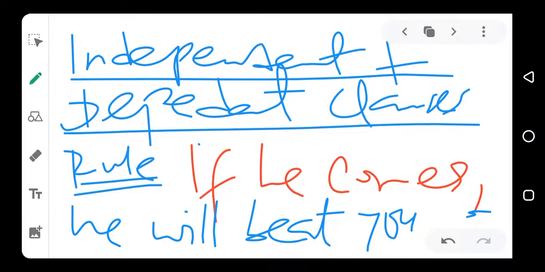Rule 2: if the independent clause is coming before the dependent clause, there will be no need for a comma. That means that if we are coming first with this, he will beat you if he comes, there will be no need for a comma.